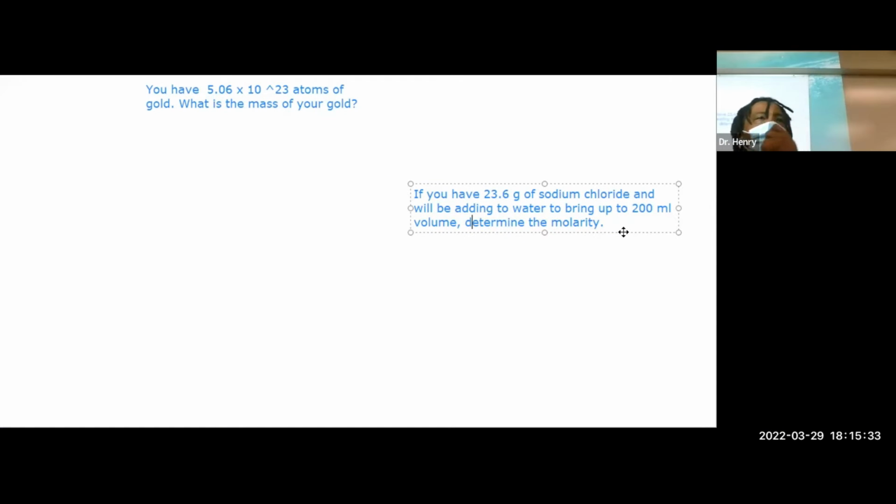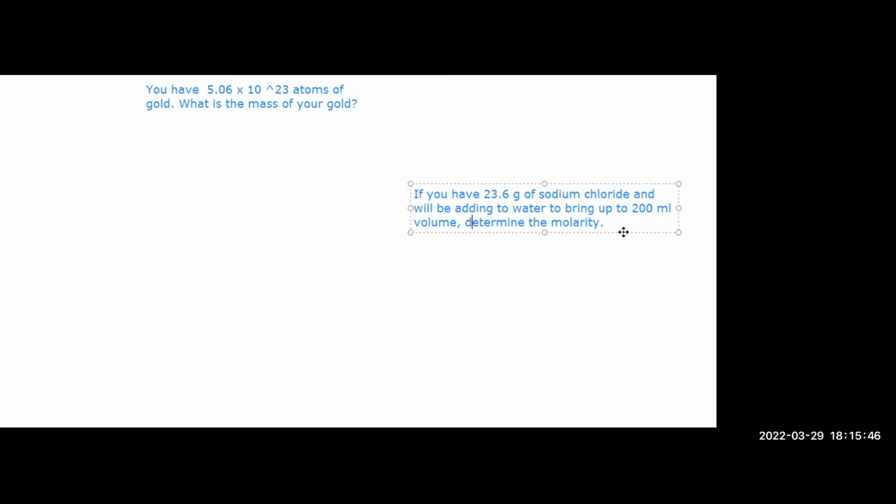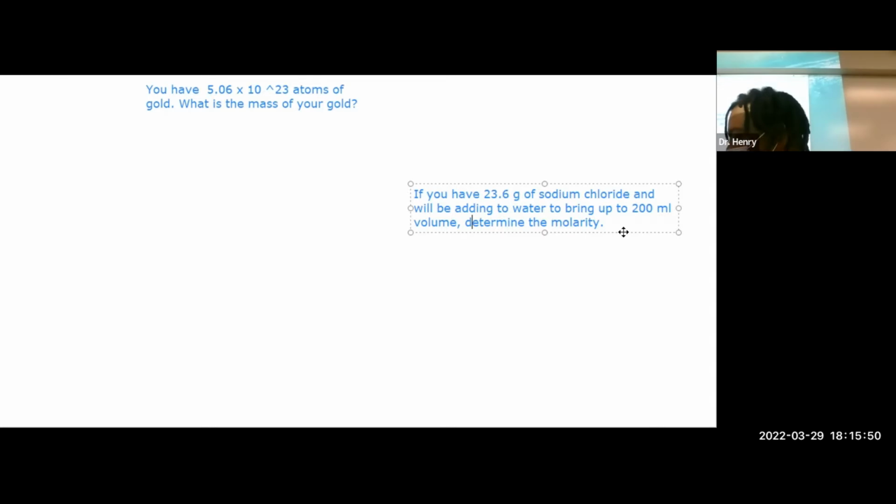Okay, so last time we talked about the mole, right? And the mole is equal to what? Avogadro's number. Yes, so it's 6.022 times 10 to the 23rd.